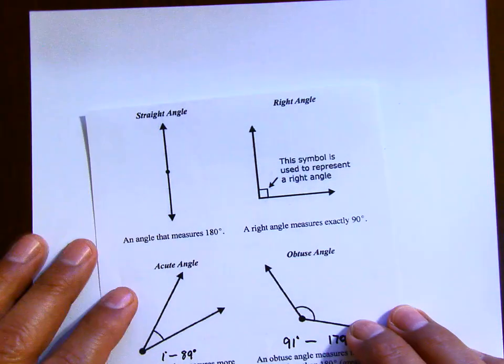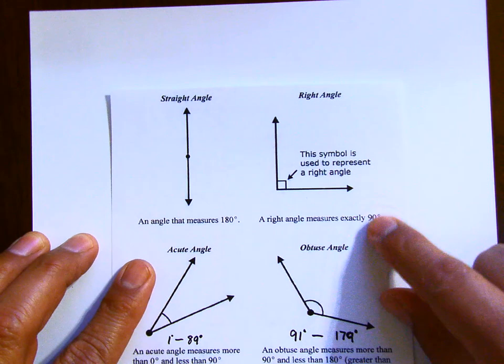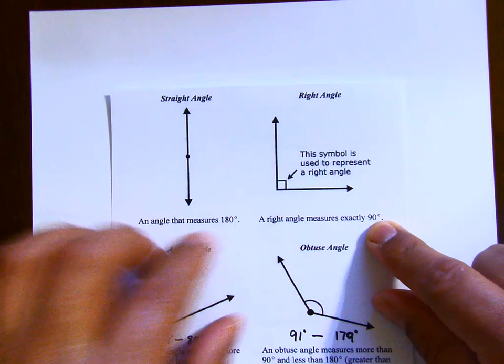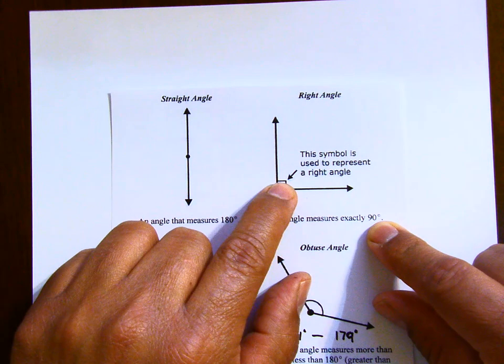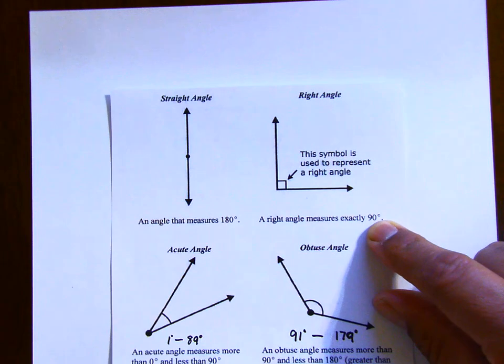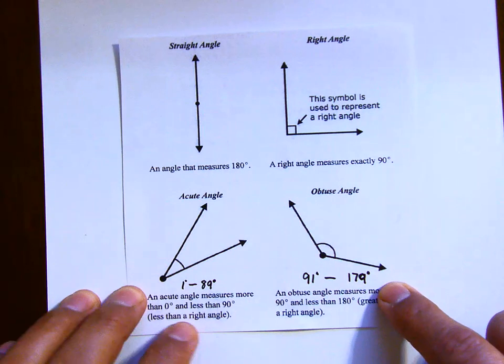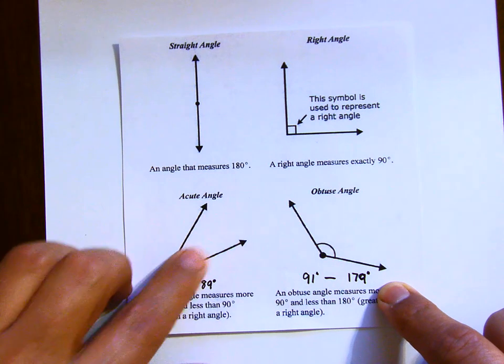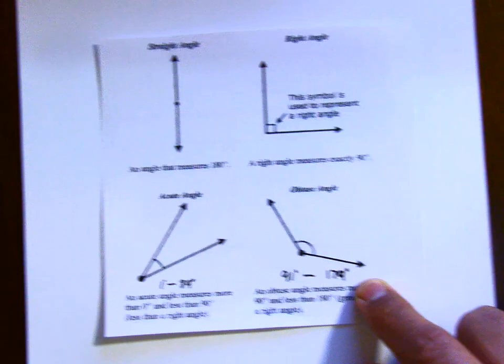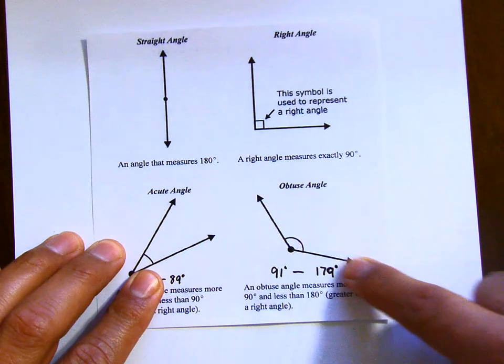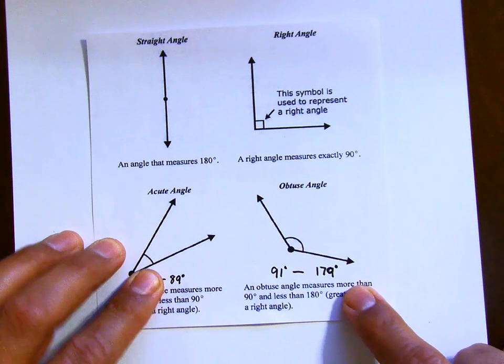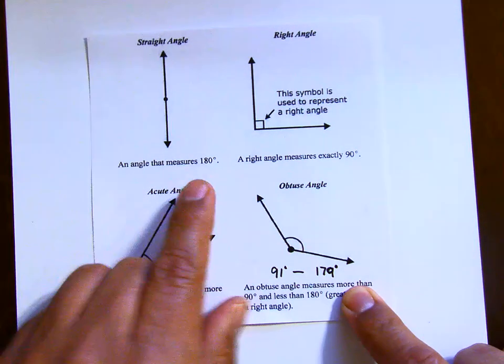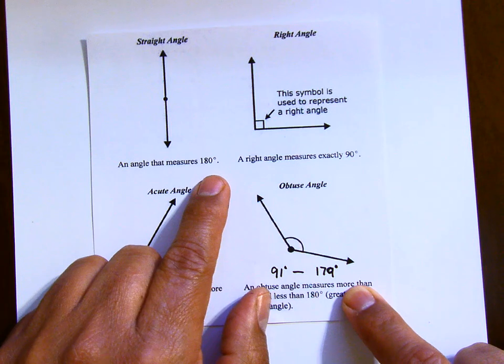So we have the right angle. It's an angle that is exactly 90 degrees. And we have this little symbol that represents a right angle. We have acute angles. Angles that are less than 90 degrees are acute angles. And obtuse angles, angles that are greater than 90 degrees. Then we have the straight angle. Straight angles measure exactly 180 degrees.